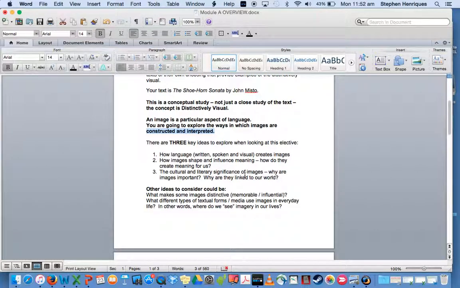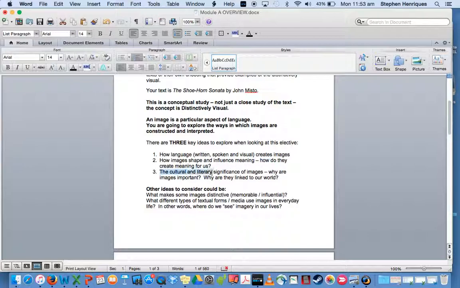So just before we wrap up, let's go through the three key ideas to explore when looking at this elective of distinctively visual. First one is how language is created through images. So you're looking at the written, the spoken and the visual. Okay, so you're looking at the written language, the spoken language and the visual language. Second one is how images shape and influence meaning. So how do they create meaning for us? Okay, so when you see that word there again, how, that to me says techniques.